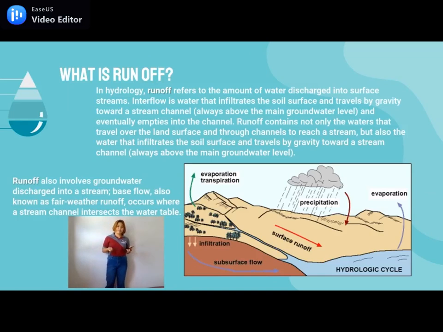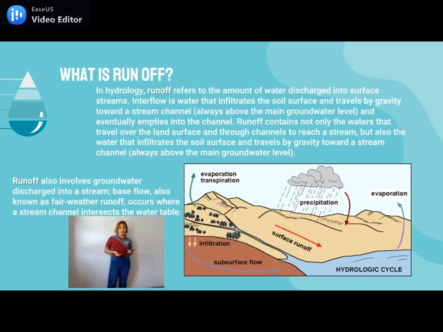Our next topic is runoff. So what is runoff? In hydrology, it refers to the amount of water discharged into surface streams. Interflow is water that infiltrates the soil surface and travels by gravity towards a stream channel and eventually empties into the channel. Runoff contains not only the water that travels over the land surface and through channels to reach a stream, but also the water that infiltrates the soil surface and travels by gravity toward a stream channel. So runoff also involves groundwater discharge into a stream.